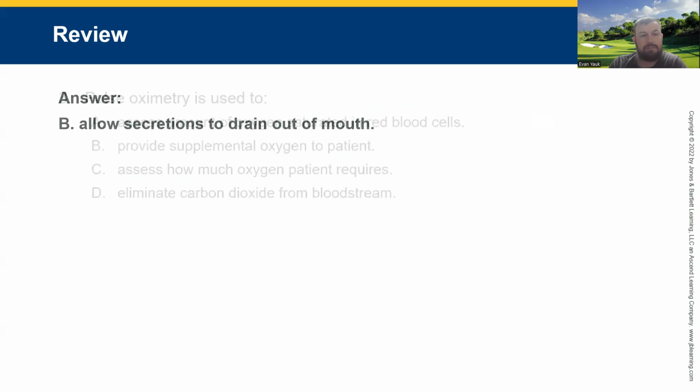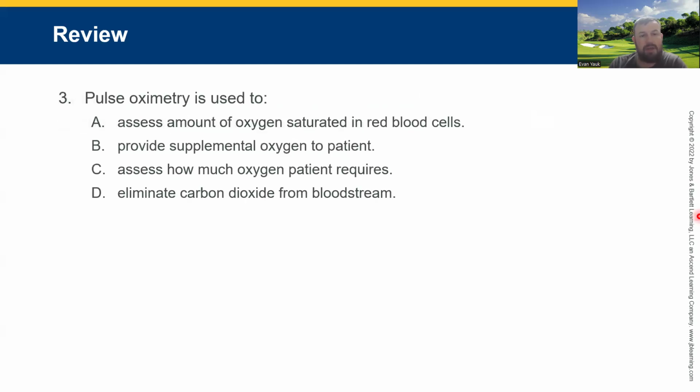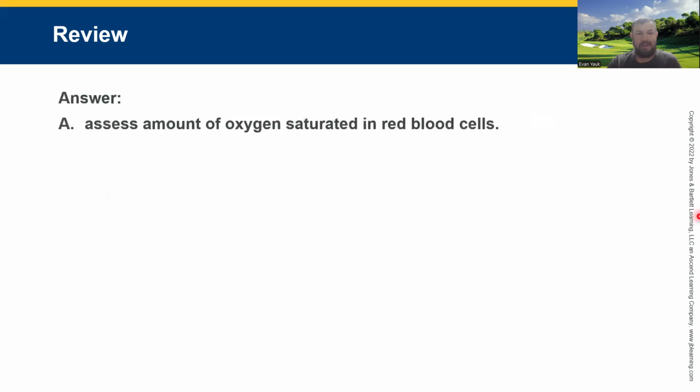And then pulse ox is used to assess the amount of oxygen saturation in the red blood cells, provide supplemental oxygen to a patient, assess how much oxygen a patient requires, or eliminate carbon dioxide from the bloodstream. So we use it to assess the amount of oxygen saturation in the red blood cells. That tells us if we need to give oxygen or not and how much.